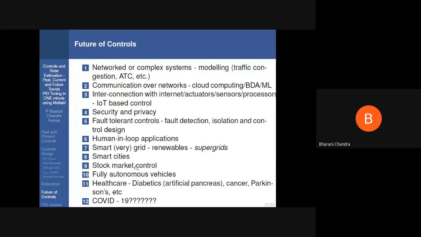Smart cities, stock market control, fully autonomous vehicles. Now everybody in the automotive industry, whether it is Mahindra or service providers like Uber or Ola, is interested in autonomous vehicles. So there also, control plays a crucial role.